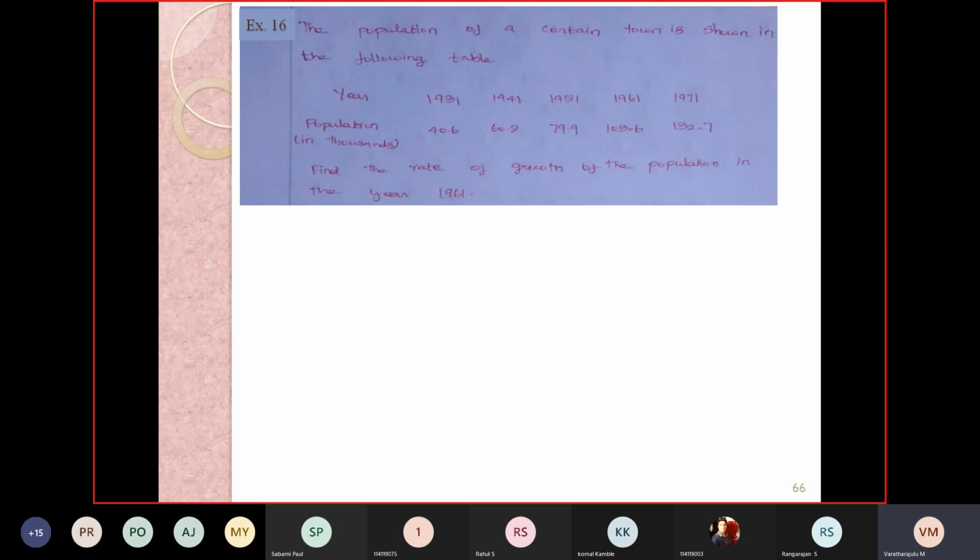Yes. The population of a certain town is shown in the following table. For 1931, we have 40.6 thousand. For 1941, we have 60.8 thousand. 79.9 thousand for 1951, 103.6 thousand for 1961, and for 1971, that is 132.7 thousand. Find the rate of growth of the population in the year 1961. Here, the 1961 data is given. We need to find the rate of growth.